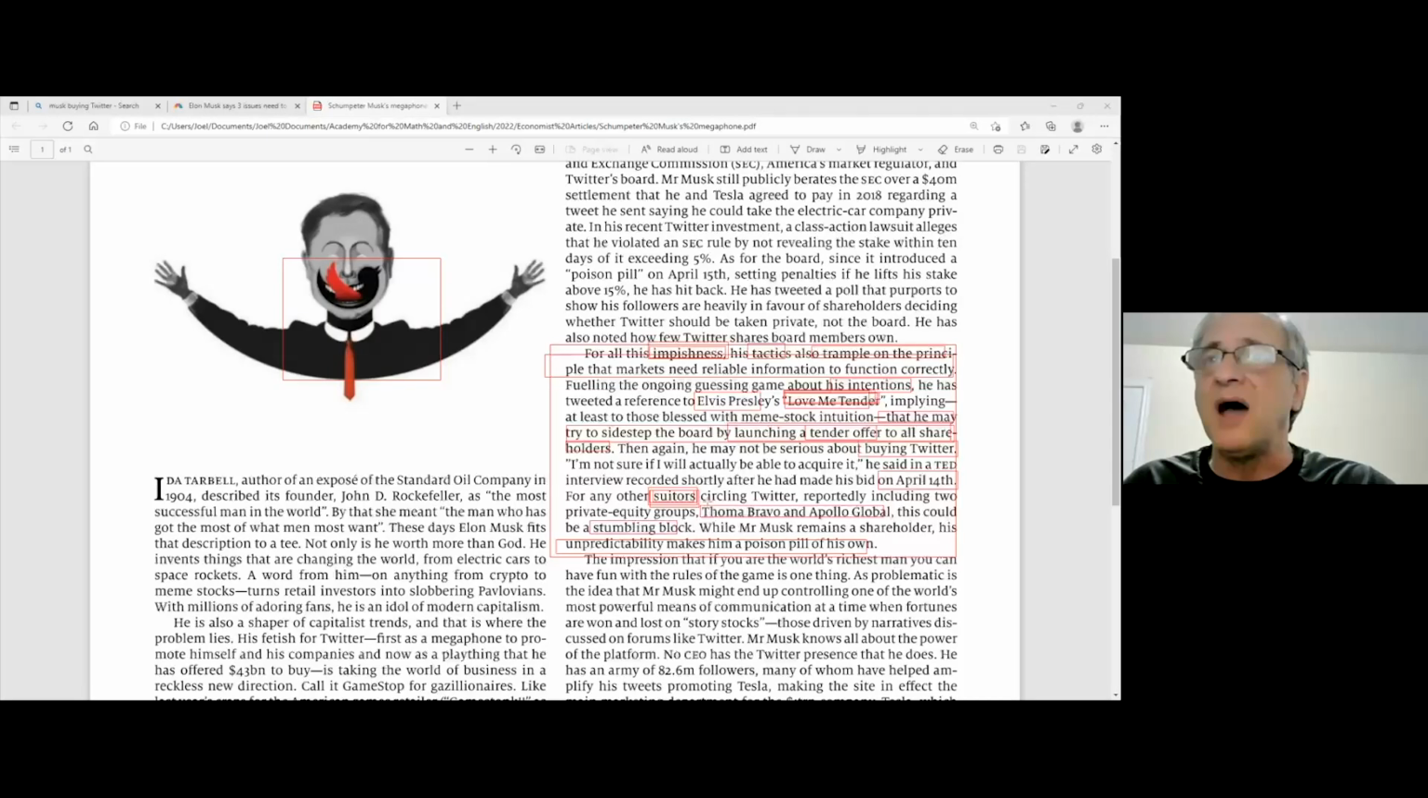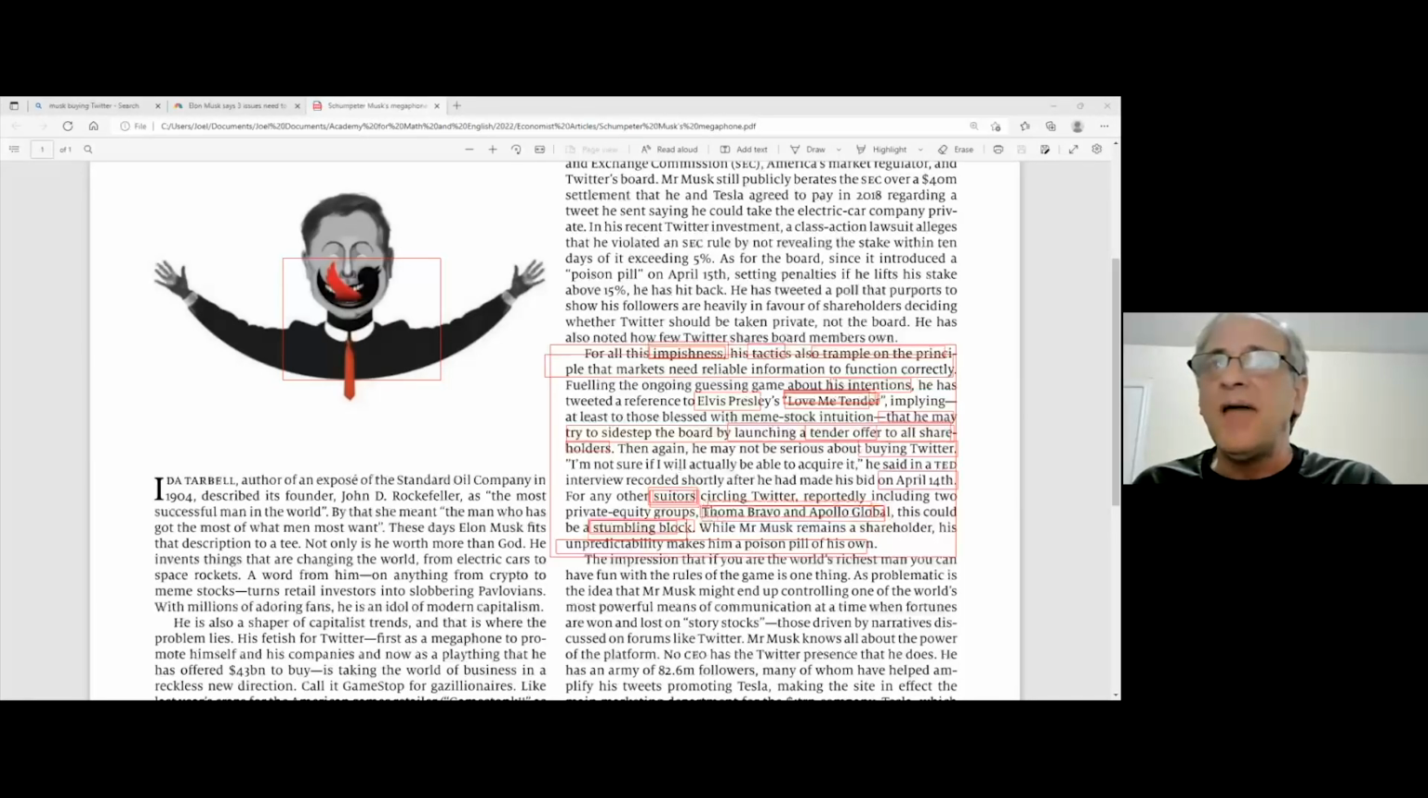So because of the other people wanting to buy Twitter, this could be a stumbling block. Ethan, have you ever heard the term stumbling block before? Yeah, a stumbling block means something that's stopping you from going forward. That's exactly right. Literally, if you tripped on a block, then you would stumble on it. That's the literal interpretation. But you're right. When you say it's a stumbling block, it's stopping you from going forward. So in this case, because other people want to buy the company, Thomas Bravo and Apollo Global, this could be a stumbling block for Elon Musk. If other people want to buy it, that could be a challenge for him.